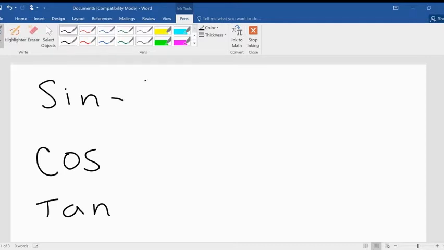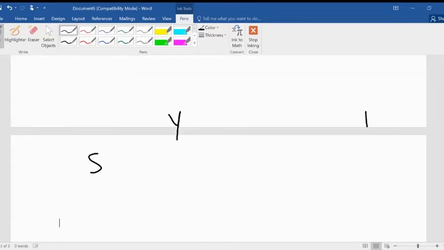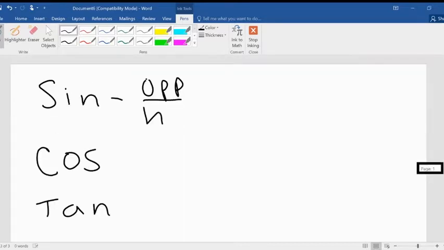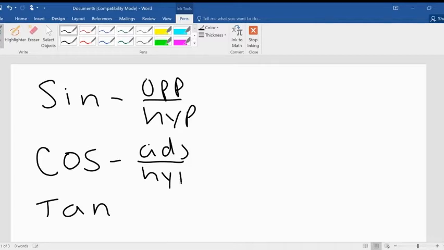Remember, the ratio for sine is opposite over hypotenuse. Cosine is adjacent over hypotenuse. And tangent is opposite over adjacent.